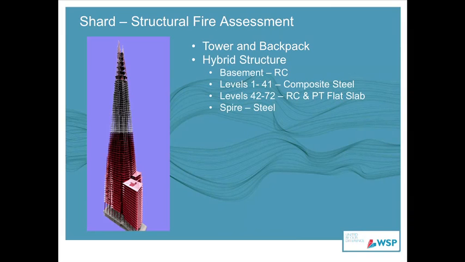The other thing that's unusual about the Shard is that it's a hybrid structure. The basement levels are constructed in reinforced concrete, and the main core that provides the main stability up the height of the building is also a reinforced concrete core. It then transfers to composite steel construction in the office areas to take advantage of the long spans which steel provides, and also the effective integration of services which is required for modern commercial office buildings. For the hotel and residential areas, it then transfers back to a traditional reinforced post-tension flat slab construction.